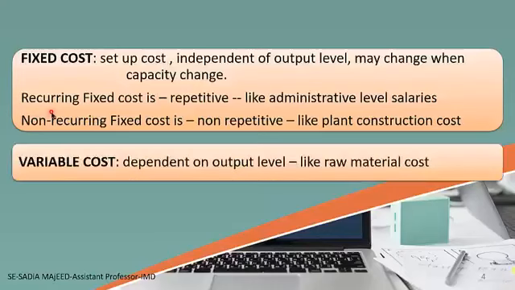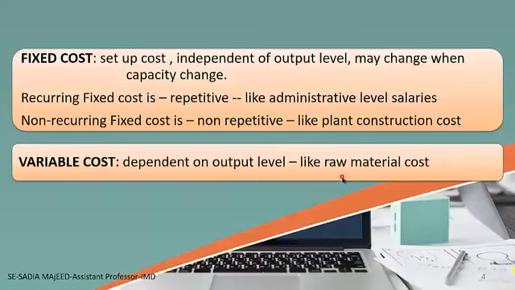The second type of the cost is variable cost. Variable cost is entirely opposite of the fixed cost. Variable cost is something which directly depends on the output level. For example, raw material cost. How? If you are producing 10 units, then you have to consume raw material of the 10 units. The variable cost will be based on the raw material of the 10 units.